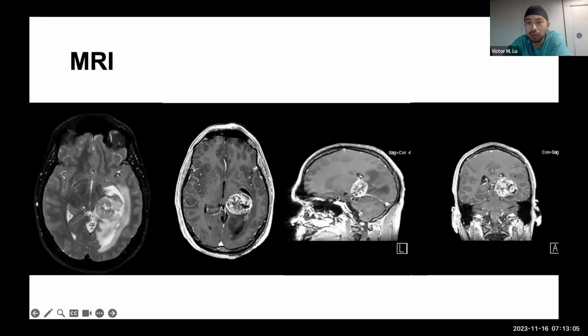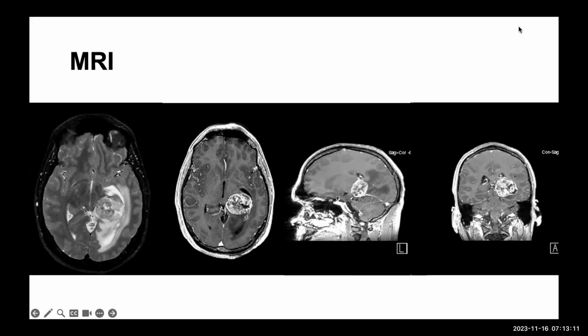Right, there you go. Why don't you go ahead and tell me the same thing, what you see, what sequences? Sure. So again, going left to right, we have a T2 axial, a T1 axial with contrast, and then T1 sagittal and coronal both with contrast. On the axial T2, there's quite a bit of vasogenic edema. On all these T1 contrasted images, there's a deep left temporal lesion. It's peripherally rim enhancing, heterogeneously enhancing inside. Looks like there might be some necrosis in the middle as well.